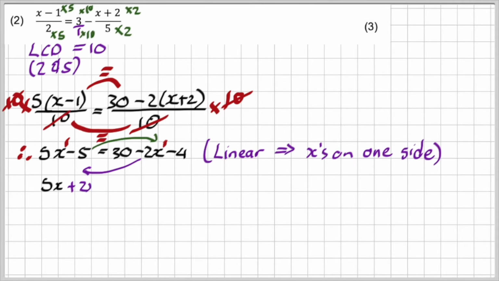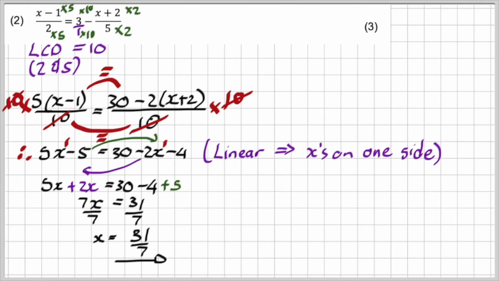So when I look at this, I'm going to have 5x plus 2x, and then I'm going to have 30 minus 4 plus 5. Some teachers talk about transposing. A negative goes over and it becomes a positive. Or you could see it as just adding 5 on both sides, for instance. Now, on the left-hand side, it is 7x equal to 31. Dividing by 7 on both sides, x is 31 over 7.